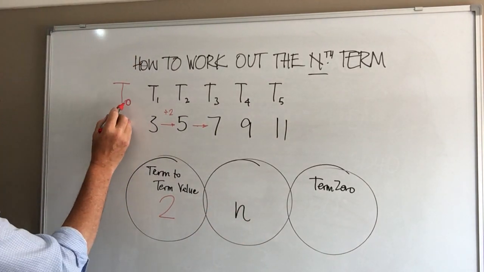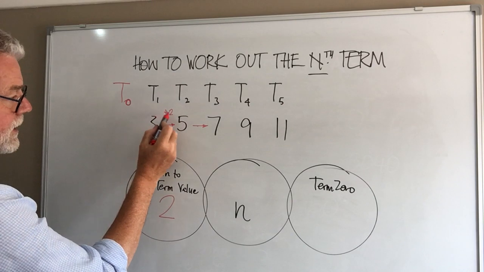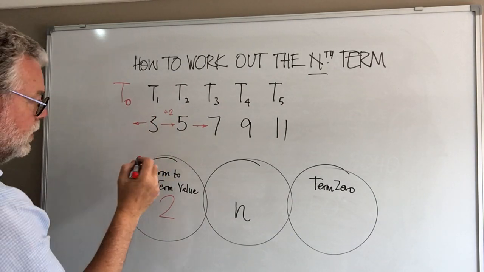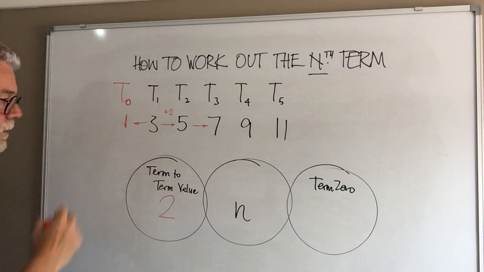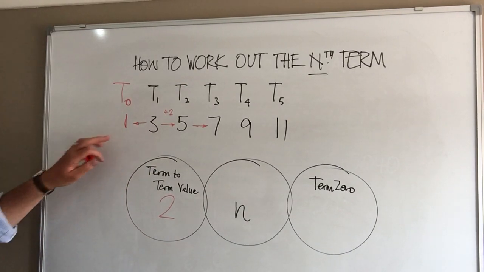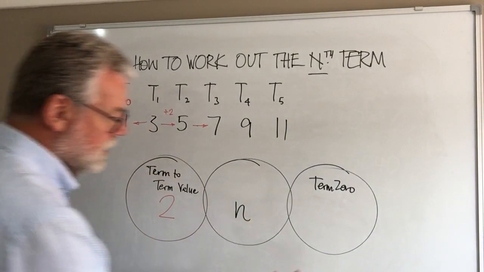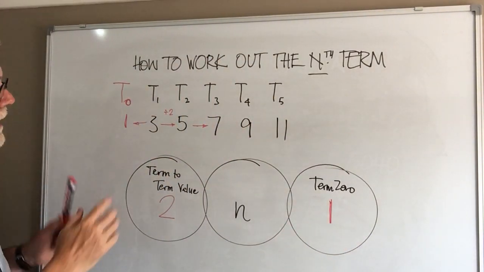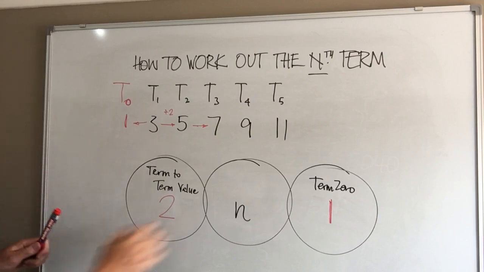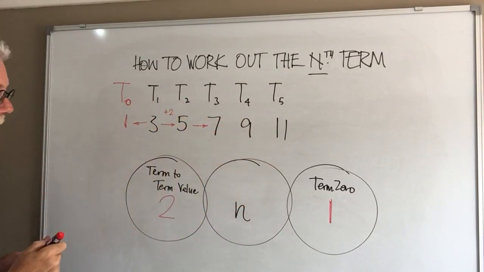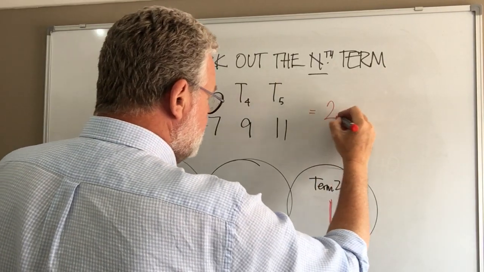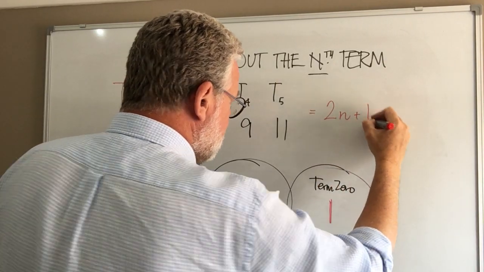Now, I've got to work out what is my term 0. So if I know it's going up in 2, obviously I've got to subtract 2. So my term 0 would be 1. And now I take that and I put it in there. So actually, the nth term of this particular sequence, the answer would be 2n plus 1.